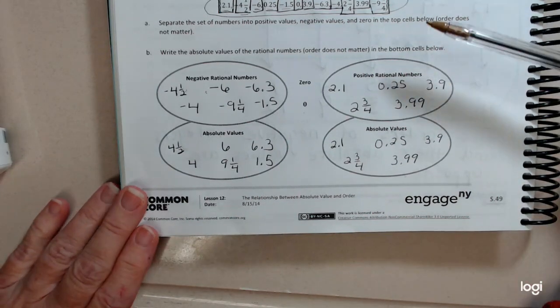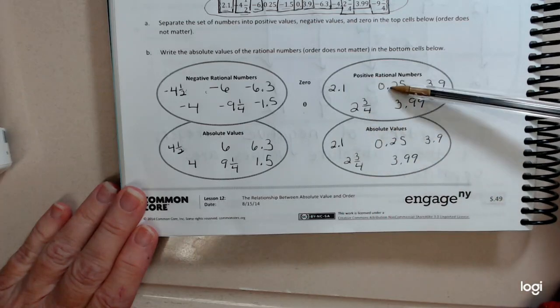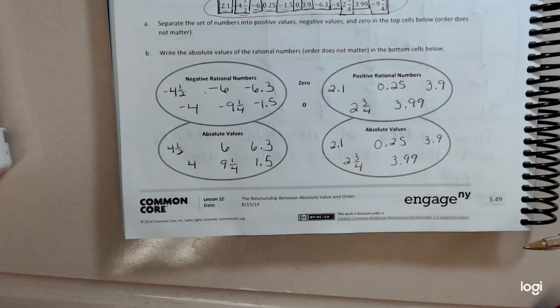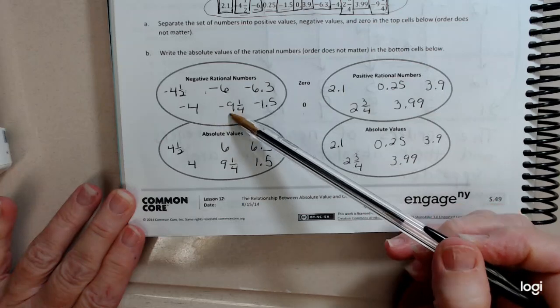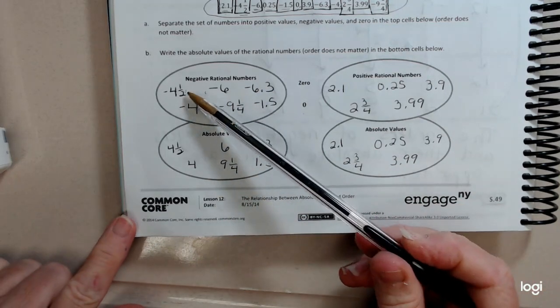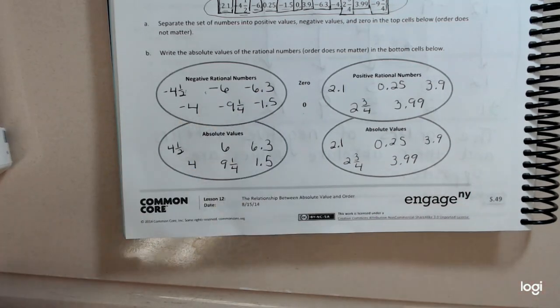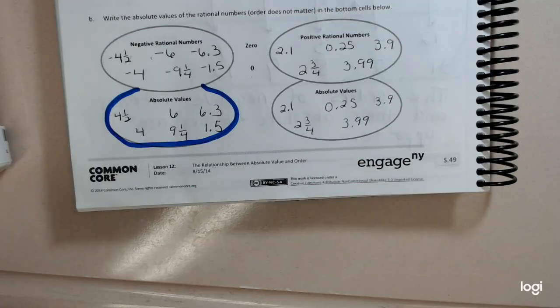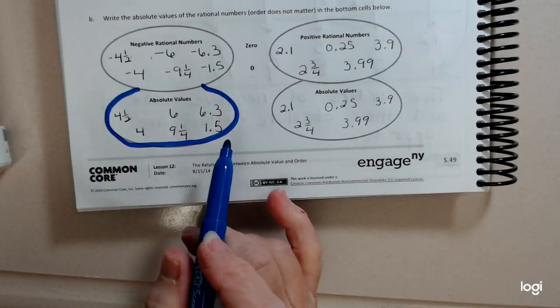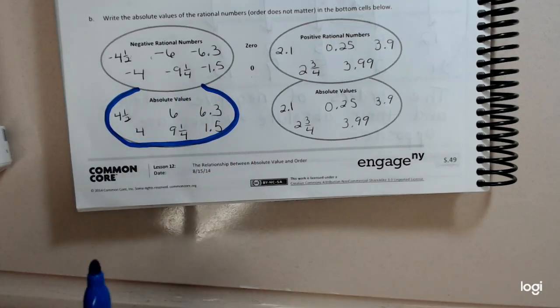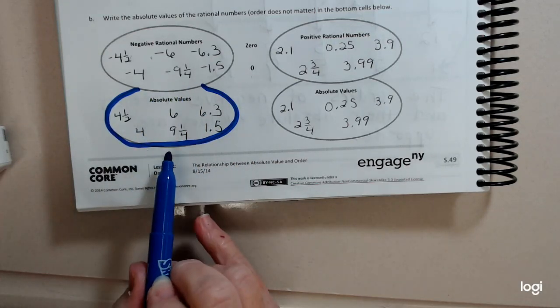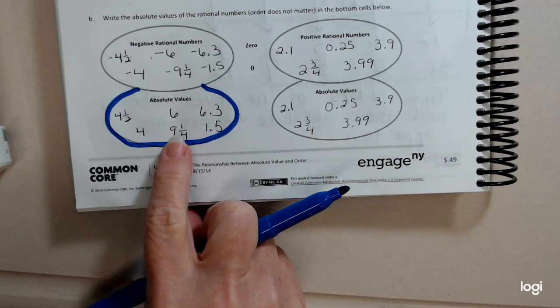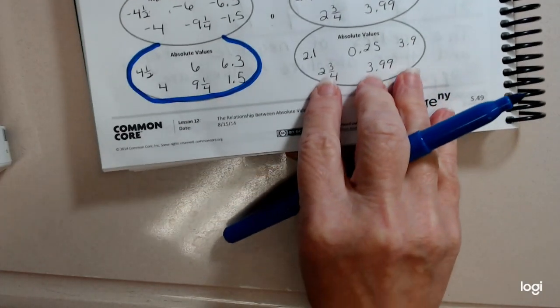If you notice, my positive numbers, their absolute values are exactly the same. And my negative rational numbers, their absolute values are the opposites. They are positives because remember, absolute value is always positive. Okay, so you can see I took a blue marker here and I circled the absolute values here of our negative rational numbers.